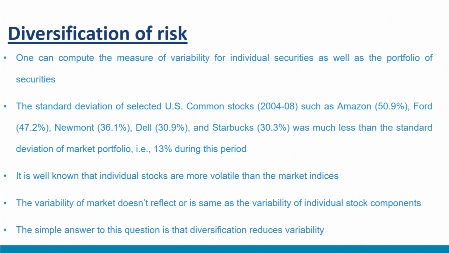Market portfolio is a collection of many stocks in the form of indices such as the S&P 500 or Nifty 50. It is well known that individual stocks are more volatile than market indices. This raises an important question. The market portfolio is made up of individual stocks. So why doesn't the variability of the market reflect, or equal, the variability of the individual stock components? The simple answer to this question is that diversification reduces variability.